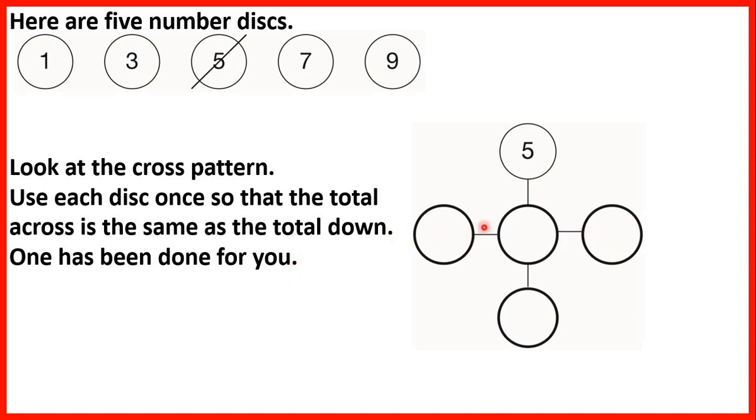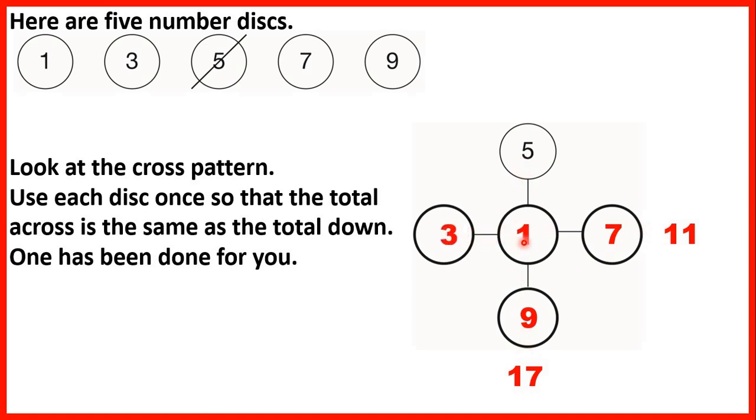So we need the total of these 3 numbers across to be the same as the total of these 3 numbers down. And we have the numbers 1, 3, 7 and 9. But if we look at the total across, 1 plus 3 plus 7 is 11, but 5 plus 3 plus 9 is 17. So we don't have the correct answer because we don't have the same total across and down.